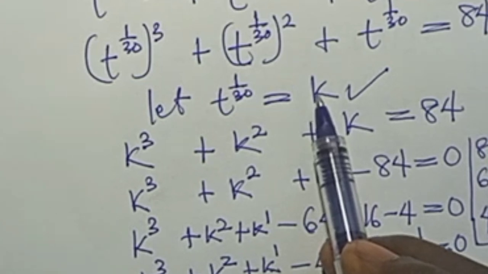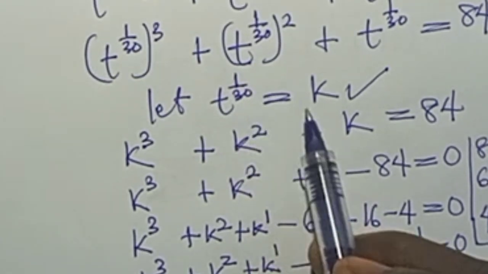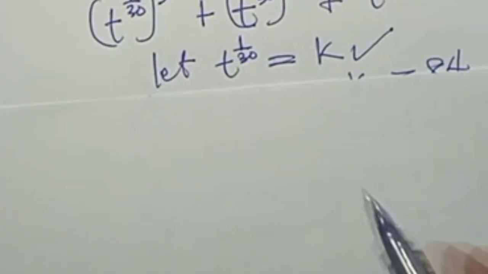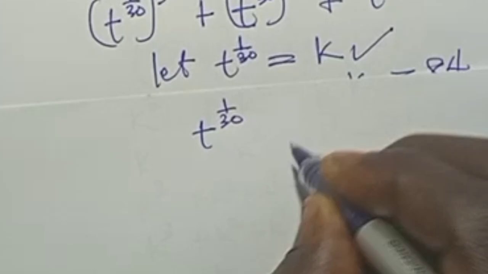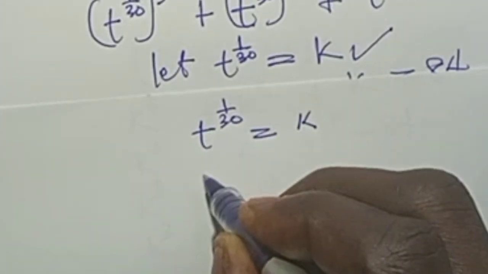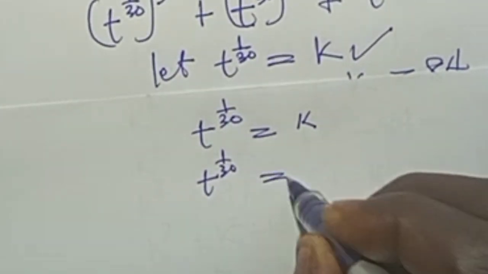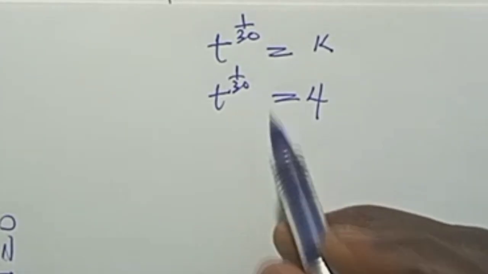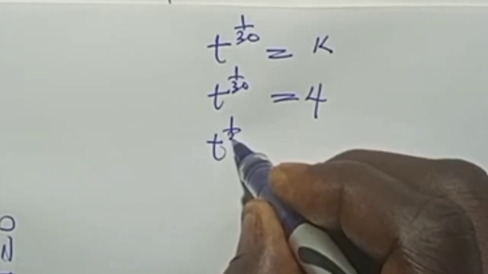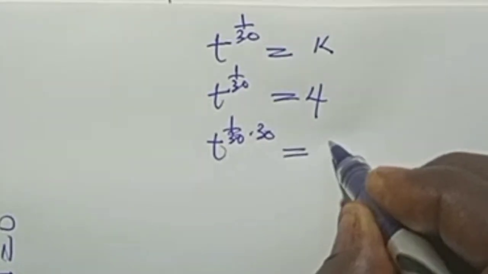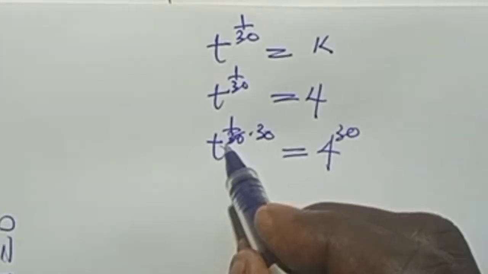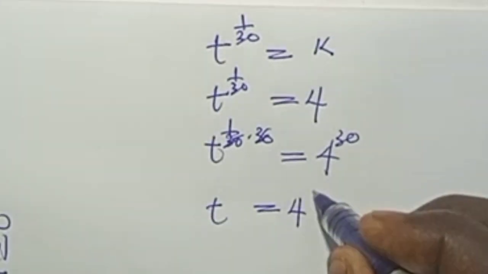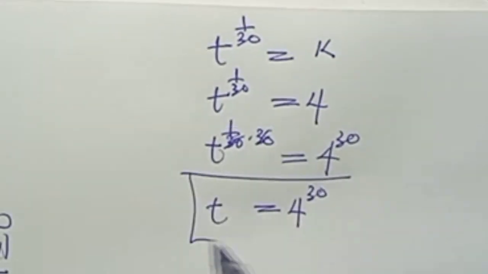But recall that we accepted k to be equal to t to the power of 1 over 30. And now we have k to be equal to 4. Therefore, t to the power of 1 over 30 equals k, and t to the power of 1 over 30 is equal to 4. If you multiply the power by 30, t will therefore be, 1 over 30 times 30, equal to 4 to the power of 30. Here 30 cancels out 30 to be left with t equals 4 to the power of 30, and this is the value of t.